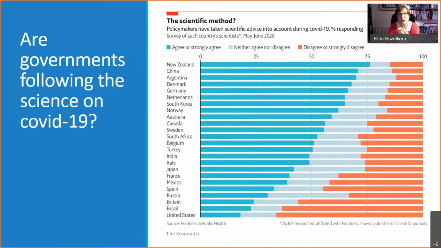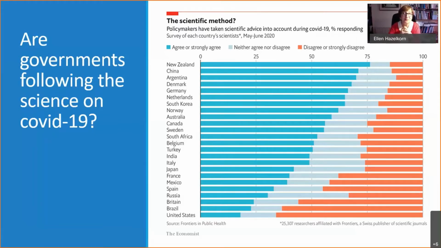This is from The Economist, of talking about which governments have been more likely to follow the advice of science. Interesting, but perhaps not surprisingly, New Zealand at the top. Then we have China, Argentina. Then we have a cluster of European countries. But at the bottom, we have the US, Brazil, probably not surprising, Britain. But then we have Spain, France, Italy, and so on. So to what extent was science a big part and what role did it play in policy making?